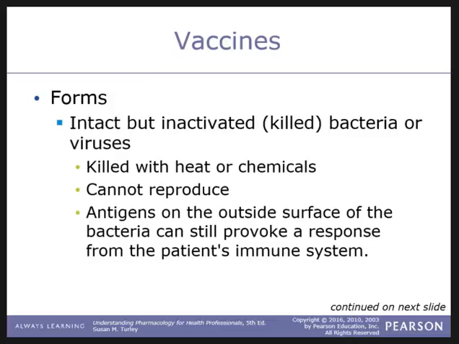Intact but inactivated or killed bacteria or viruses are also used to create a vaccine. The virus is actually killed with either heat or chemicals, and because it's dead, it can't reproduce. But what occurs is there are antigens on the outside surface which elicit that immune response from the patient.